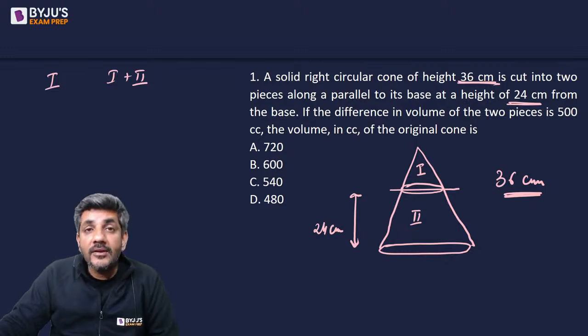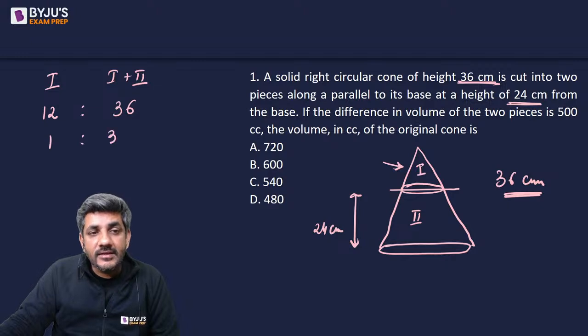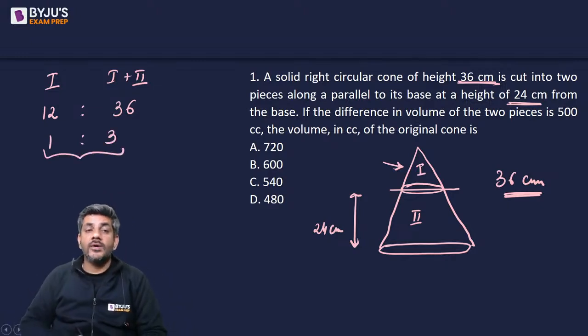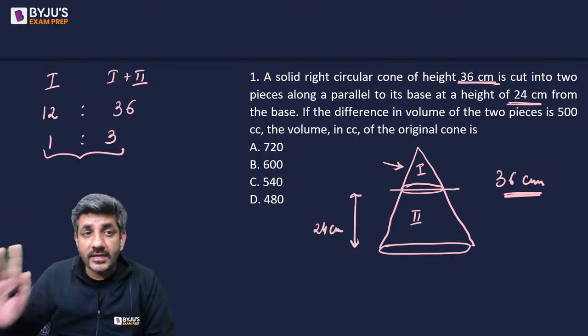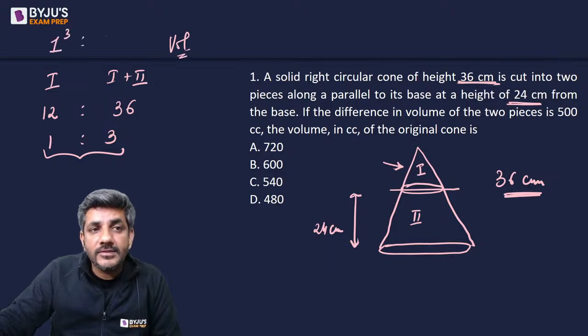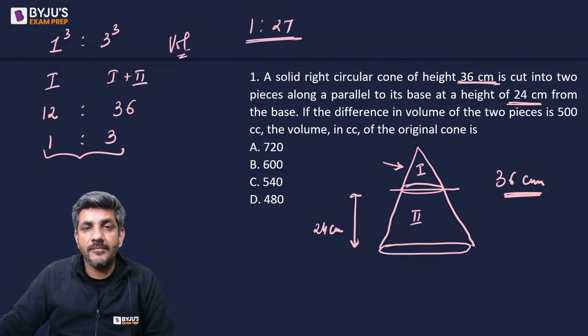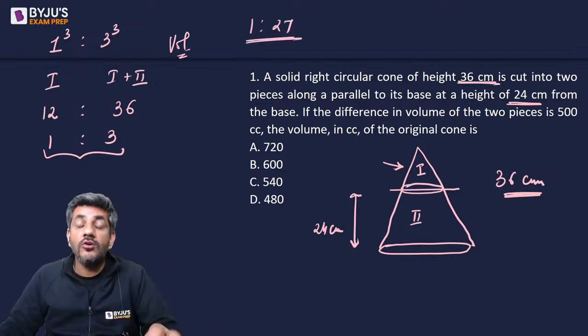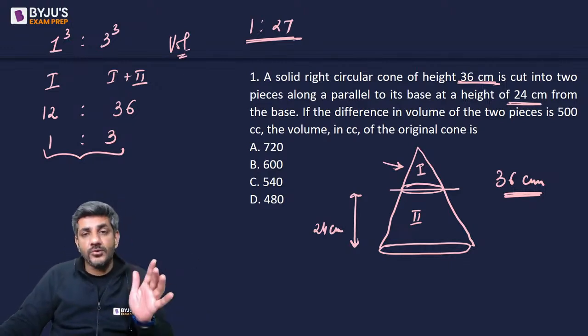So the height of this complete cone is 36 and height of this smaller cone would be 36 minus 24, that is 12. So I can say the ratio of their heights is 1:3. So ratio of their radii would also be 1:3, and therefore the ratio of their volumes will be 1 cube is to 3 cube, that you can say 1:27. Ratio of the volume of cone 1 to cone 1 plus 2 will be 1:27.